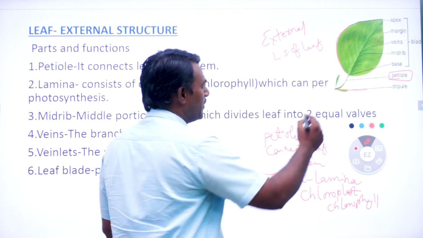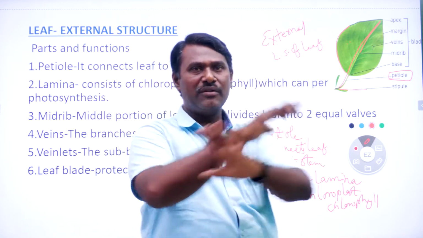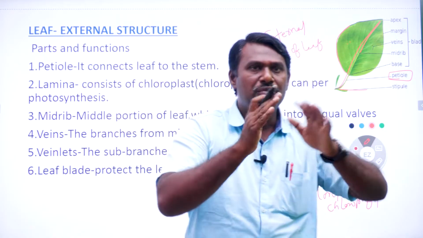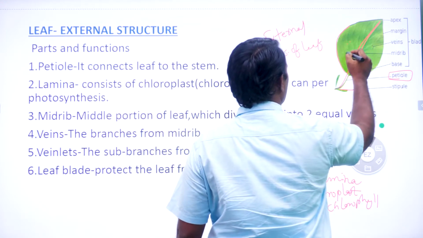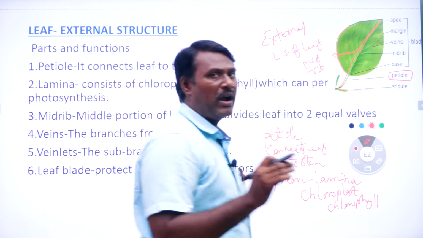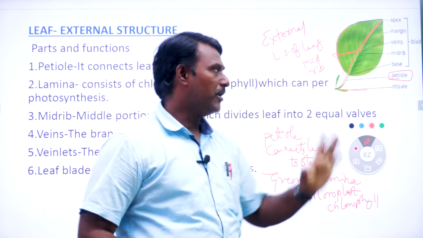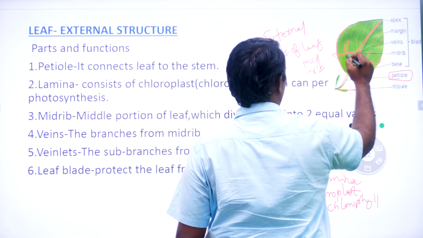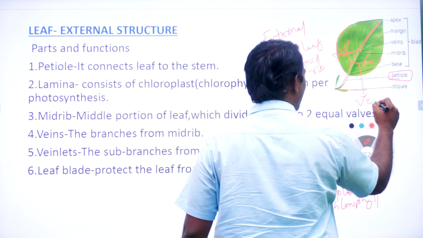Next is the middle part of the leaf. The middle portion of the leaf, which divides the leaf into two equal halves, we call the midrib. Next, from the midrib we get new branches like this. These main branches which we get from the midrib are called veins.